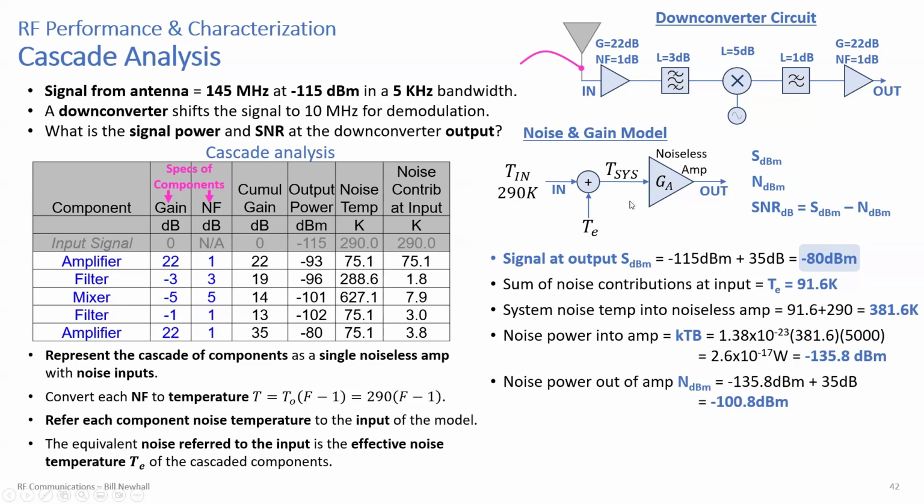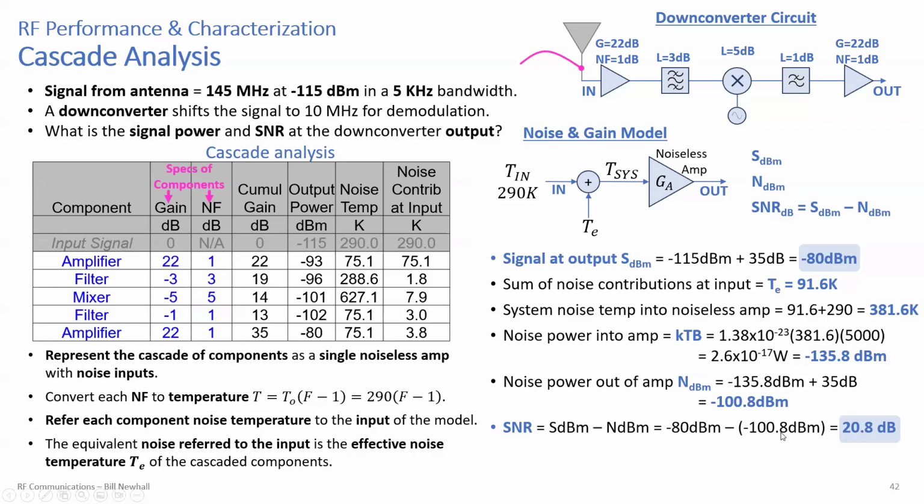Okay, so we've referred all of those noises back to an equivalent noise temperature. We multiplied it by the cumulative gain, and at the output, we're going to see this signal of minus 100.8 dBm here in the noise model, and also here in the real circuit. That's how big the signal is going to be. Oh, I'm sorry, that's how big the noise power is going to be. Calculating noise here. And then the SNR would be S divided by N, or in dB units, S dBm minus N dBm: minus 80 minus a negative 100.8. So we get a 20.8 dB signal to noise ratio.